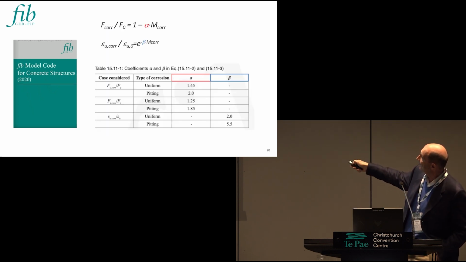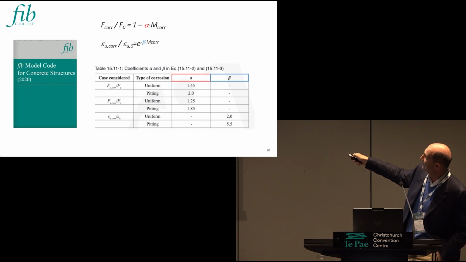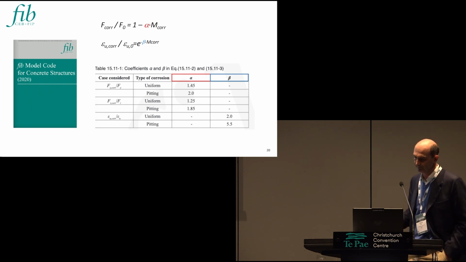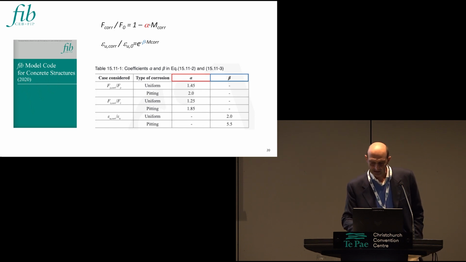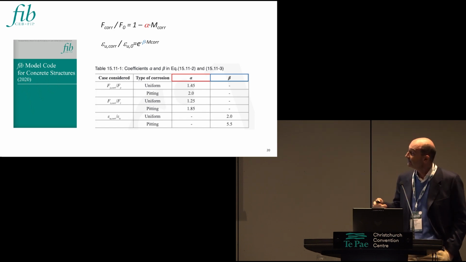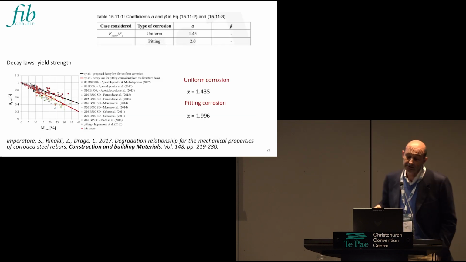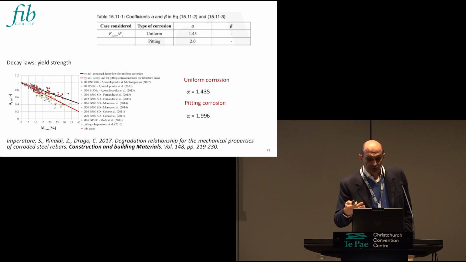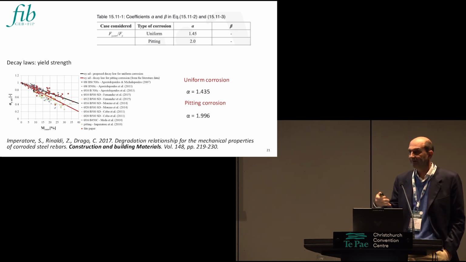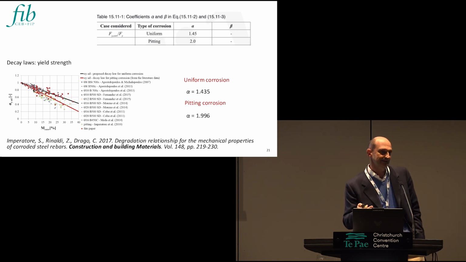Here is the value given in the model code, that is, the reduction of yielding strength, ultimate strain, and ultimate deformation with uniform corrosion and pitting corrosion. Those relationships presented in the model code came from several tests and several papers in the literature.